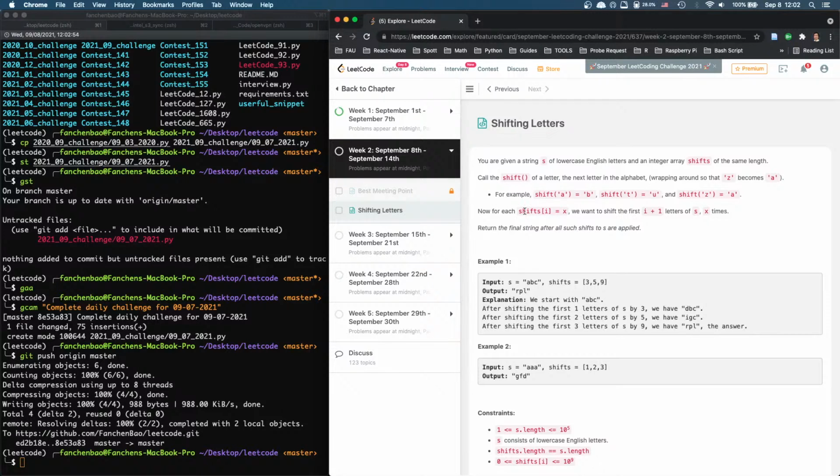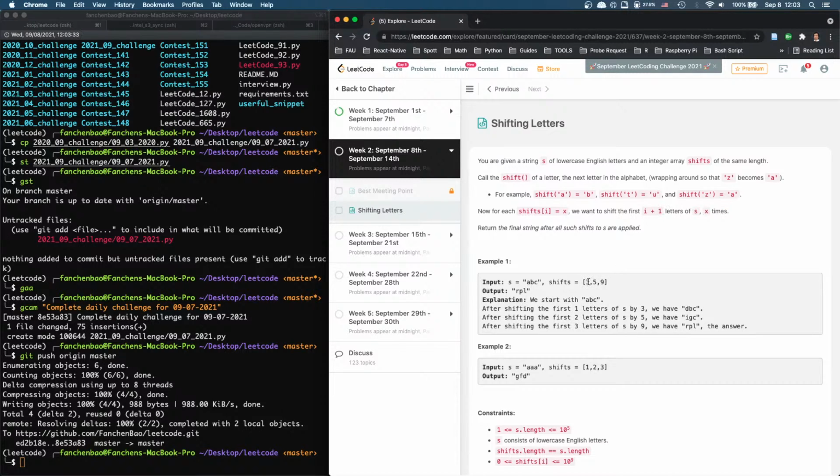For each shifts[i], shifting the first letter of s by 3 times, we have shifting the first 2 letters by 5 times, shifting the first 3 letters by 9 times. Huh? For each shifts[i] equals x, okay, we want to shift the first i plus 1 letters. I see, i plus 1 letters.